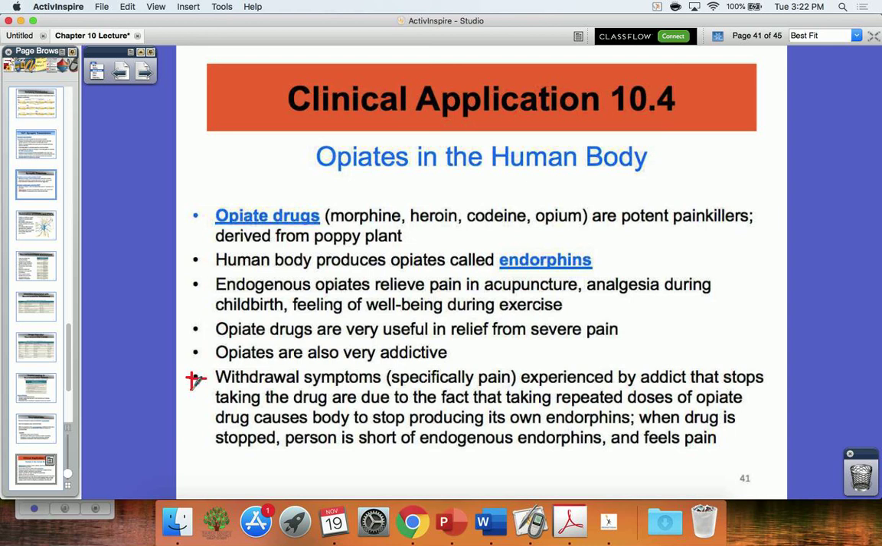Which means when we try to get off of these opiate drugs, our natural endorphins are no longer being produced because our body has become dependent on the opiates. And so now that we're dependent on these, when we try to get off, we experience pain and withdrawal symptoms. Okay, and it's because our body is not producing those own endorphins that we're supposed to because it has become dependent on these. It's kind of interesting.